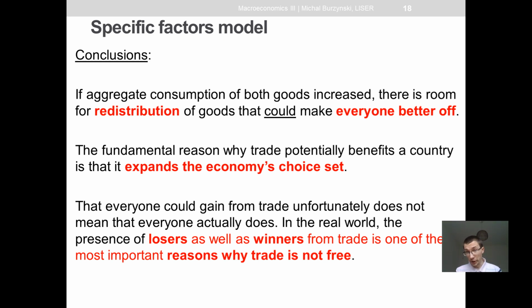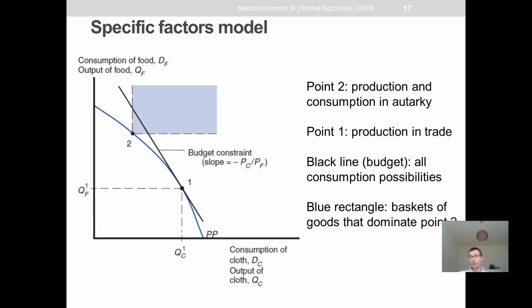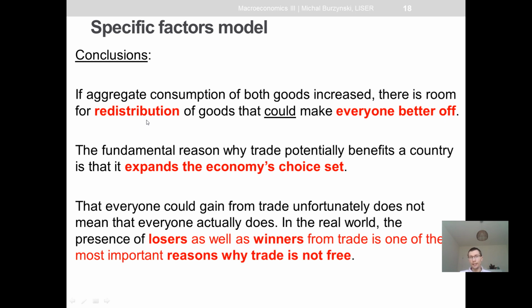A bit bittersweet, because we know that there are going to be winners from trade and there are necessarily going to be losers from international trade, right? And the only thing that we can say here is that if there exists a redistribution of goods that is, to some extent, solidary, in a way that you can compensate the losers in such a way that everyone will be better off. But it's not necessarily the case, and in general, it is not the case. That is why trade is not free all over the world, right?